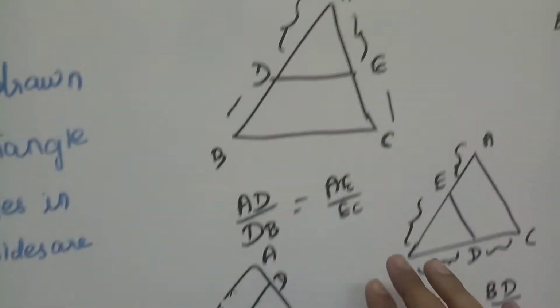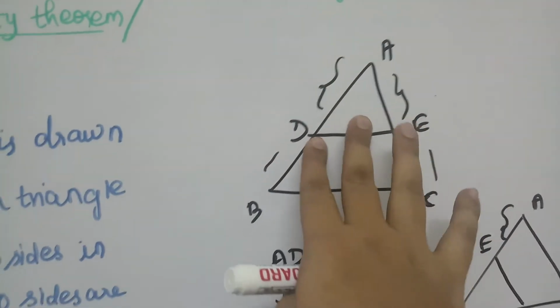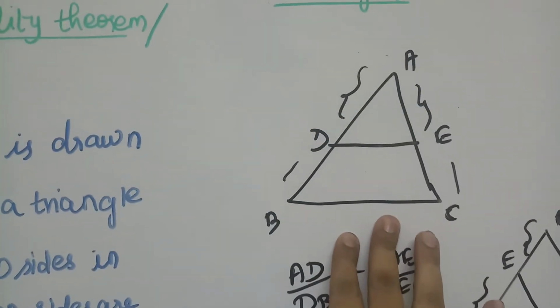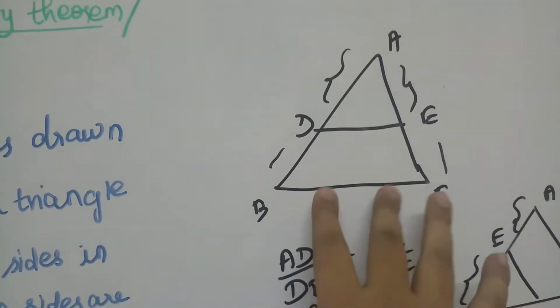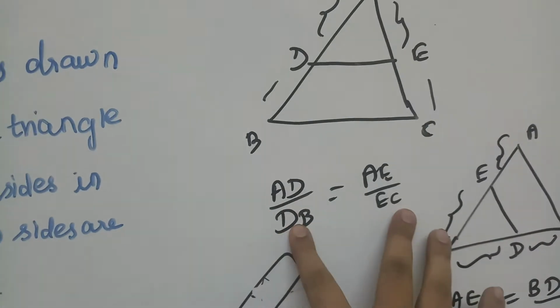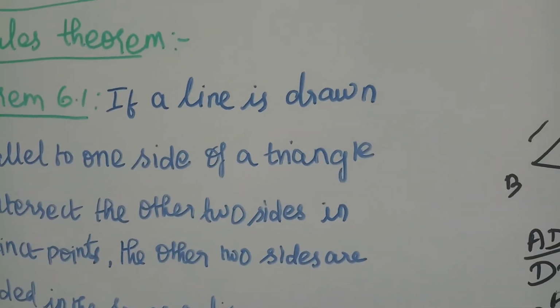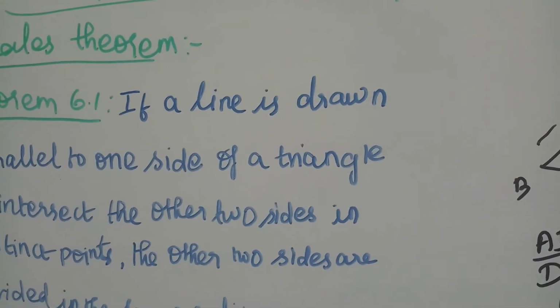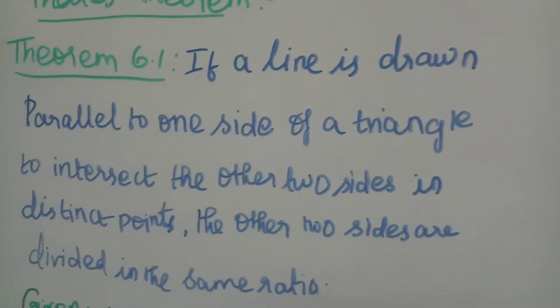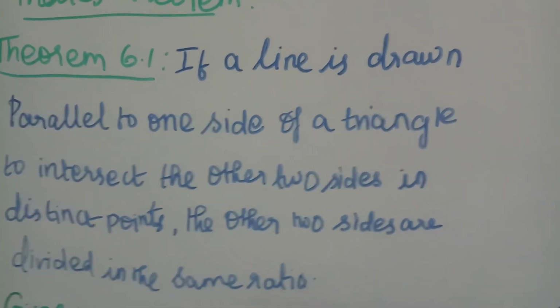Okay, so whenever we have a triangle and a line parallel to one of the sides of the triangle, then we can write that in this proportional form. This is what we are going to prove in this theorem. So this is your first theorem from this chapter, theorem 6.1.